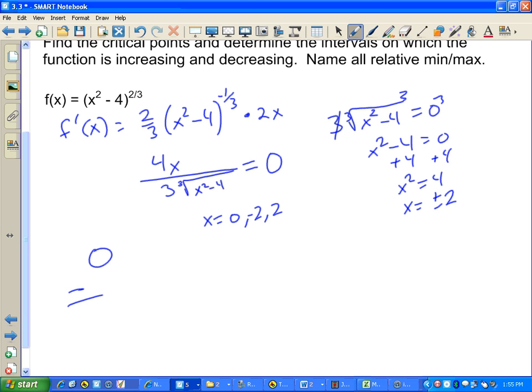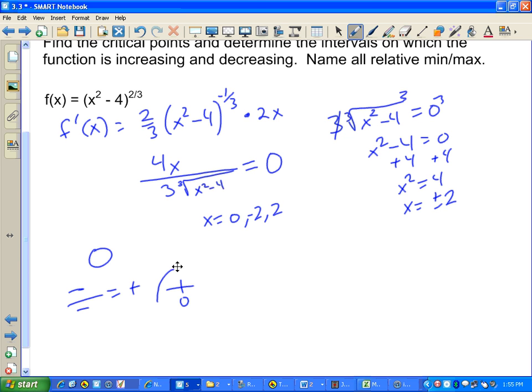So the top becomes negative. If I put a negative 1 in here, negative 1 squared is 1, minus 4 is negative 3. The cube root of negative 3 is some negative number, times 3 is some other negative number, so I get negative on the bottom also. Negative over negative is positive. So that means when x is 0, on the left, because I plugged in the number that's left, negative 1, I'm getting a positive slope, so it's increasing.